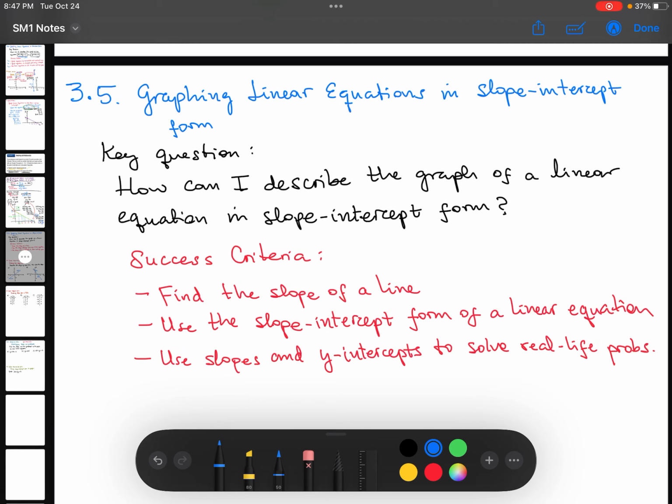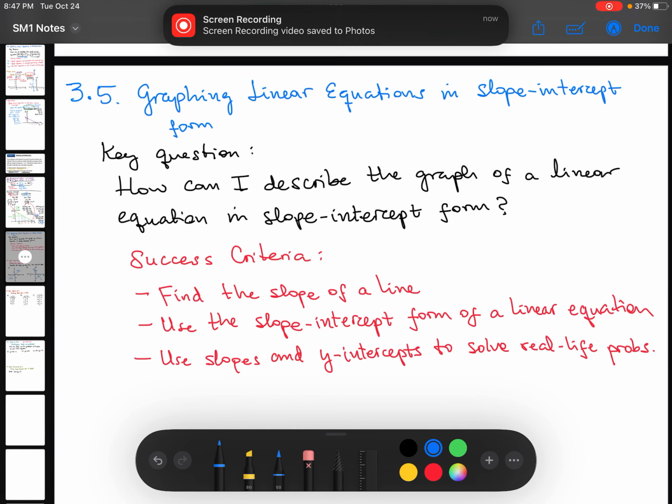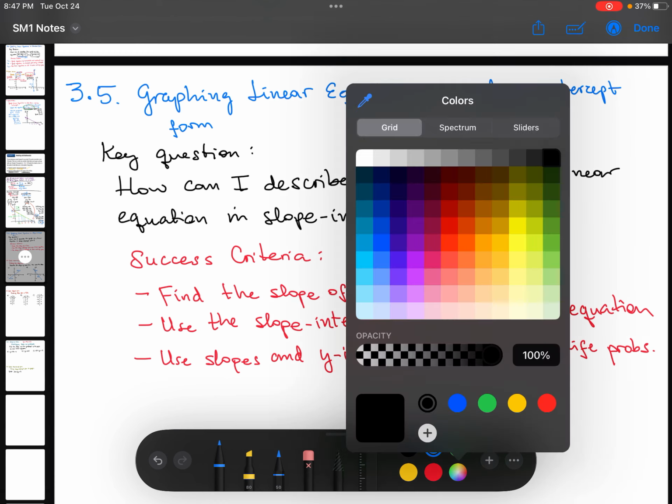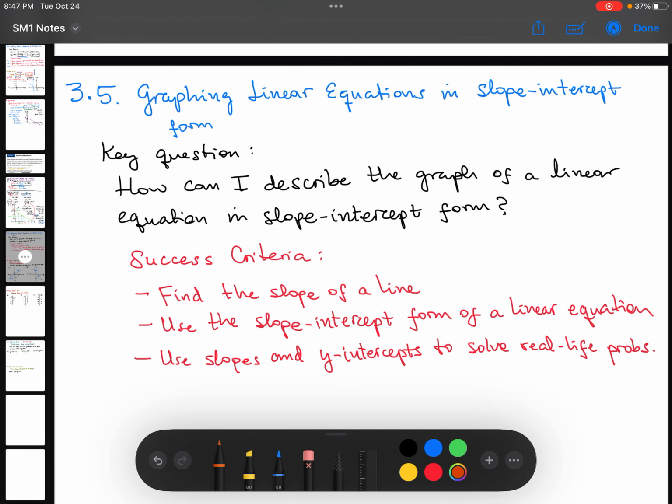Welcome to lesson 3.5. In our previous lesson, 3.4, we did the standard form. Now we're going to go with one of those. I think you need to memorize this. You need to memorize the linear equation in the slope-intercept form. I'm going to write it right away in a fancy color. The slope-intercept form is given like that: y equals mx plus b.